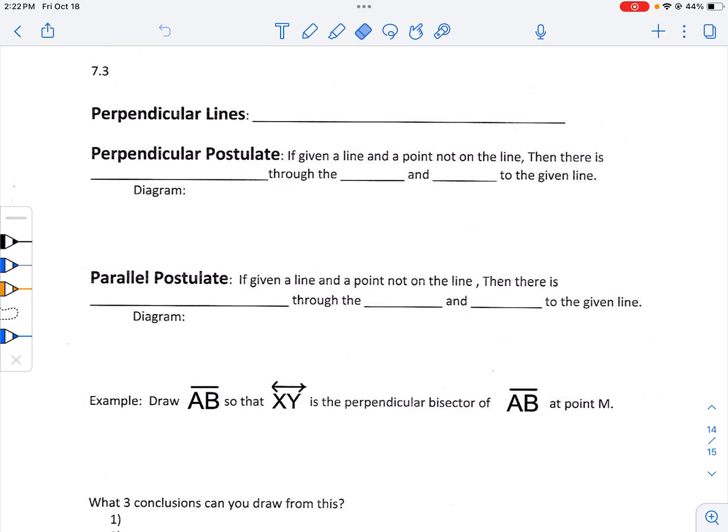Welcome back, class. This unit we've been talking a lot about parallel lines and the angles. Today we're going to introduce perpendicular lines and talk a little bit about some of their relationships and how they also relate to parallel lines.